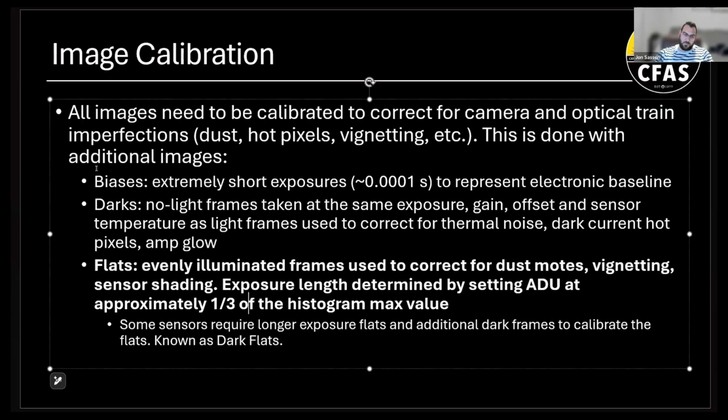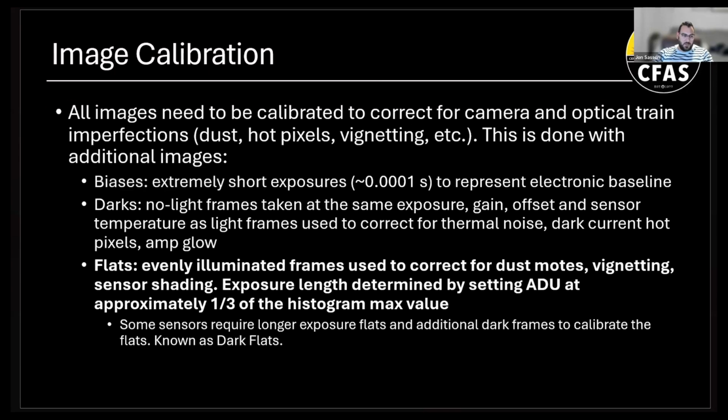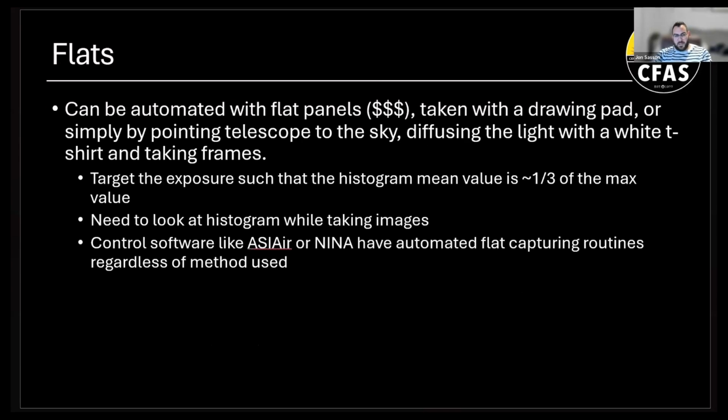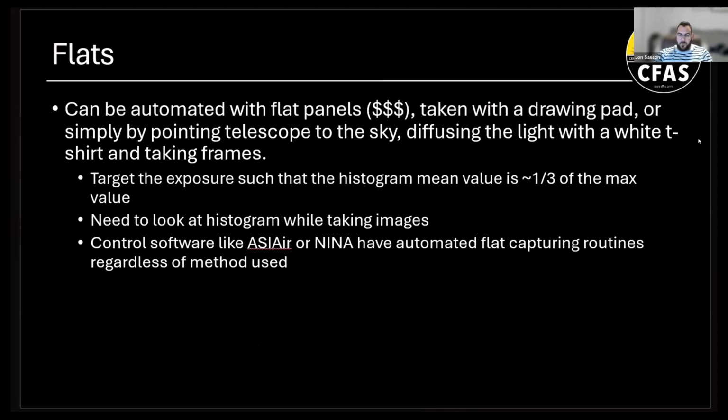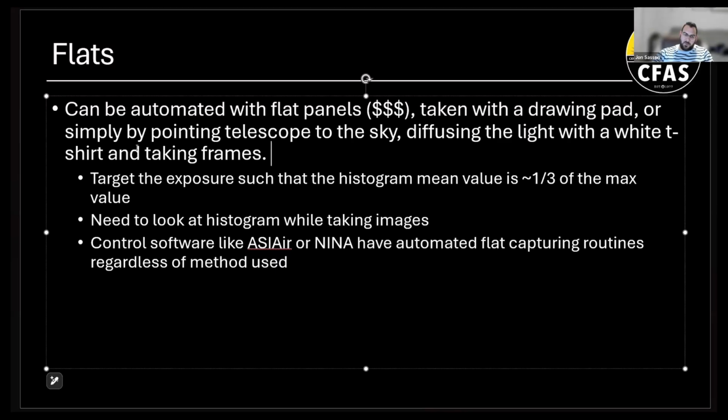Not every sensor needs it, right? Sometimes the biases are enough to calibrate for that. So again, for the flats, you can automate it with a flat panel that will automatically close at the end and take the flats. You can buy a drawing pad on Amazon, put it on top of your telescope, and tell your program your brightness level to figure out the exposure time. Or again, you can just point your telescope to the zenith early in the morning during twilight and diffuse the light with a white t-shirt and take some frames, right? So there are really complicated ways of doing it and really simple ways of doing it, but the point is you should be doing this to get better images.